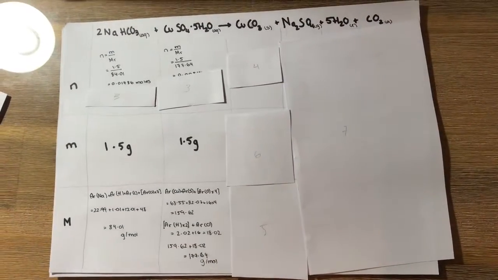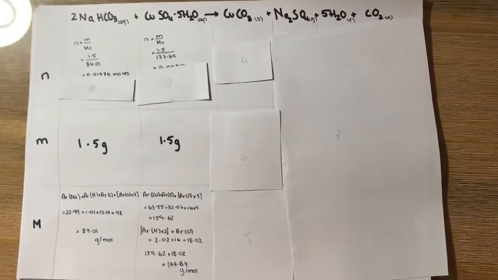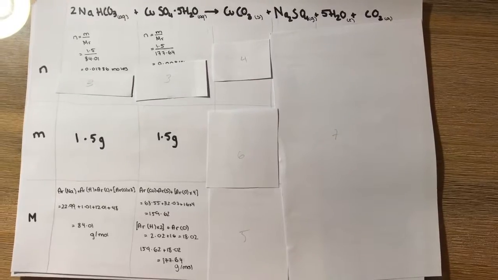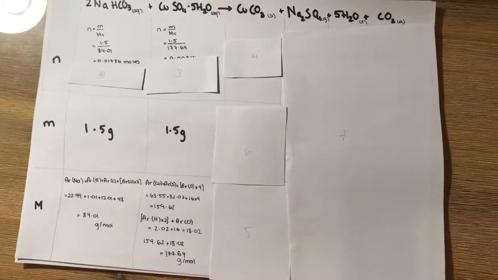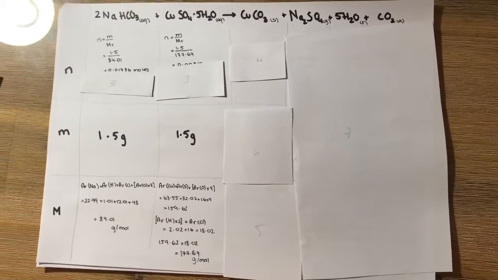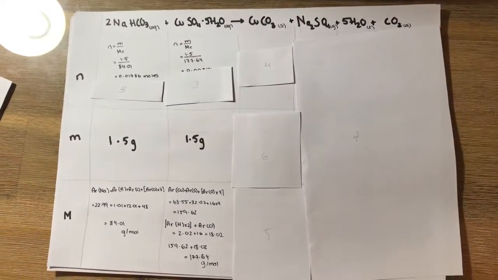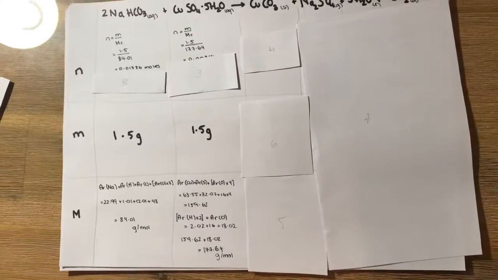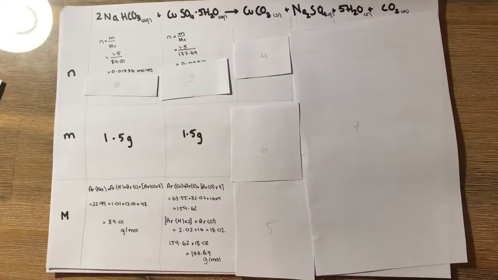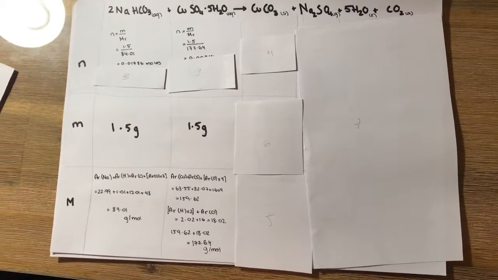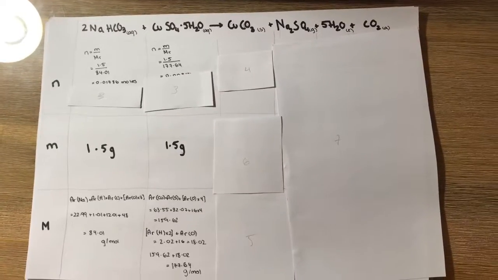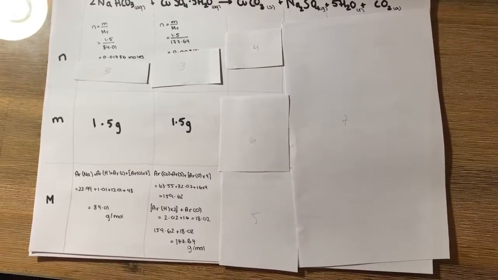Now that we have the masses and the molar masses for the reactants, we can calculate the moles of our reactants. To do this, we use the equation moles equals mass over molar mass. Thus, moles for sodium bicarbonate is 0.01786, and the moles for copper sulfate pentahydrate is 0.00844.